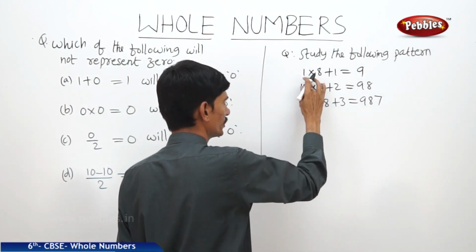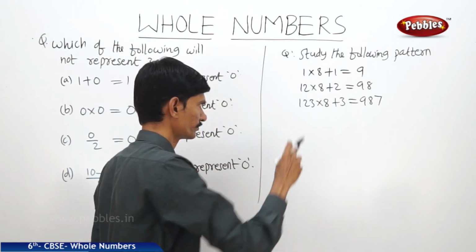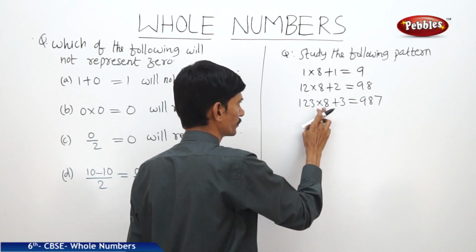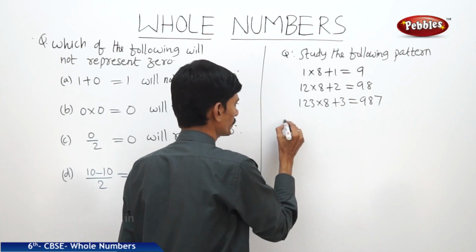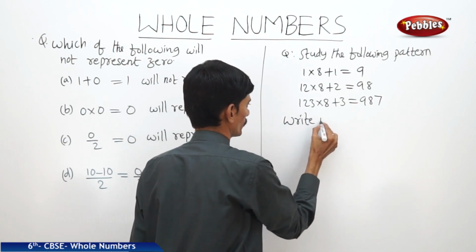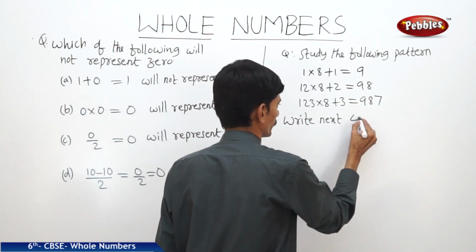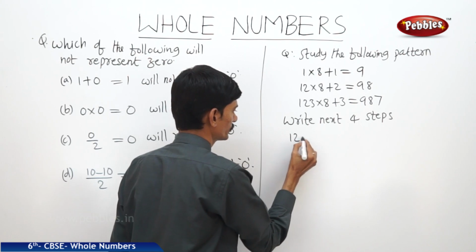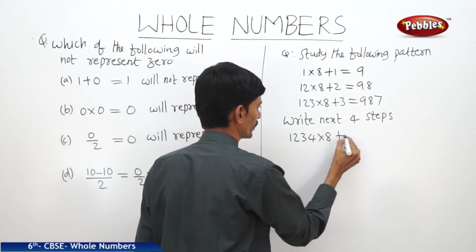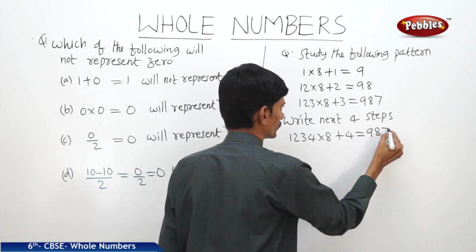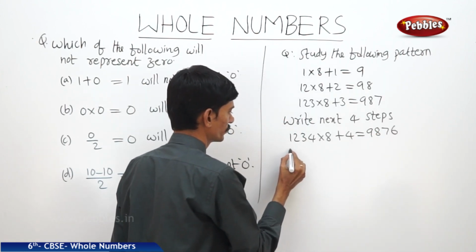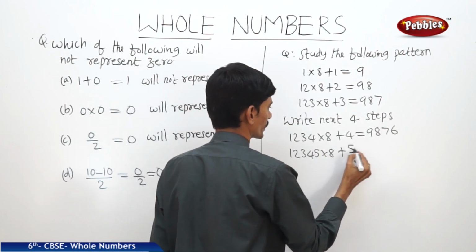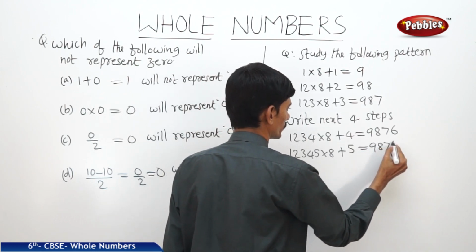The next question: study the following pattern. 1 into 8 plus 1 equals 9, 12 into 8 plus 2 equals 98, 123 into 8 plus 3 equals 987. Now write the next 4 steps. The next step is 1, 2, 3, 4 into 8 plus 4 equals 9876. The next one is 1, 2, 3, 4, 5 into 8 plus 5 equals 98765.